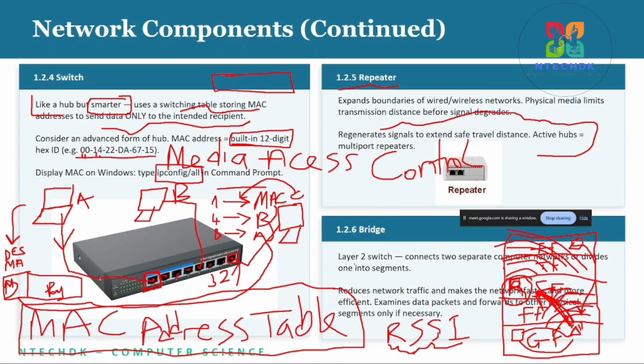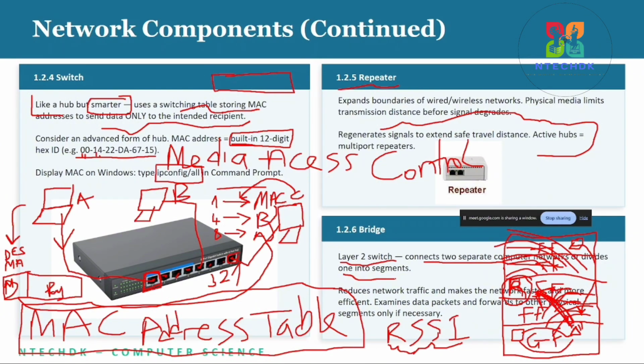Then you have a bridge, right? A bridge works at layer two. It simply connects two computer network devices or segments. You know what a bridge is, right? When you talk about a bridge, you have seen bridges in real life, something that connects two different geographical topographies.